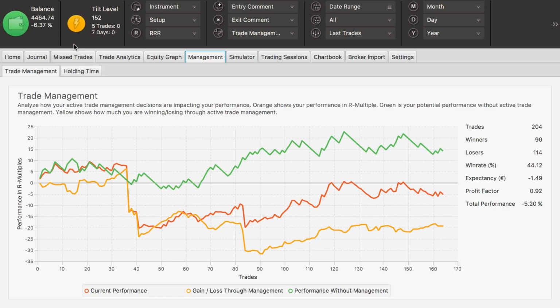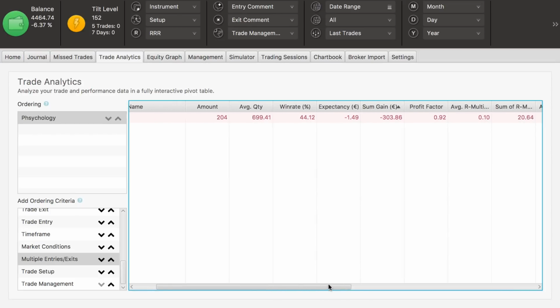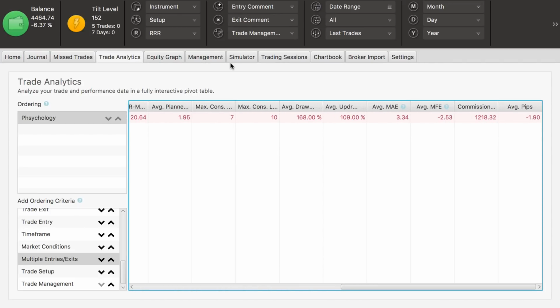And then once you progress, once you get your equity graph a little bit more stable, a little bit pointing in the right direction, then you can move on into more advanced things like the alternative strategies. We can look at sessions, the simulator, we can look at other statistics in the trade analytics for further improvement. But in the beginning, don't get too overwhelmed by Edgewonk. Edgewonk is made for both beginning traders and advanced traders, and in the trader development course with Edgewonk, we also show you exactly how to use the right things at the right time so that you can make the right improvements and not get overwhelmed with your trading journal.